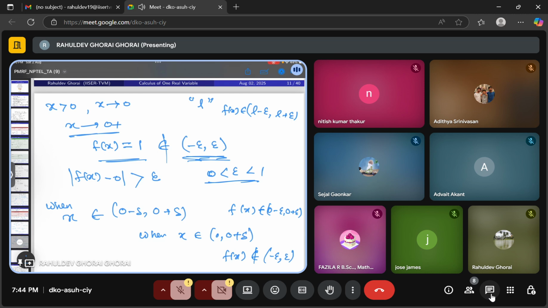This is case 1. I assume that the limit of the function is 0, and then I saw that it cannot happen. If it was 0, then these types of things would be happening. When x is greater than 0, meaning x is approaching 0 plus, f(x) is not approaching 0.